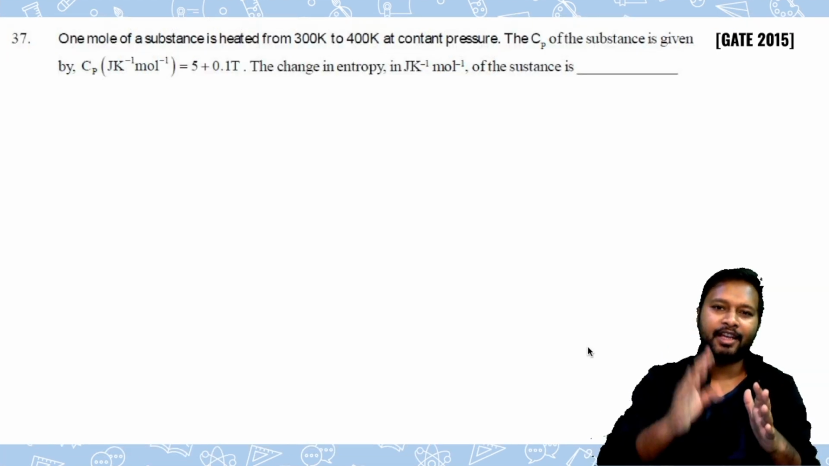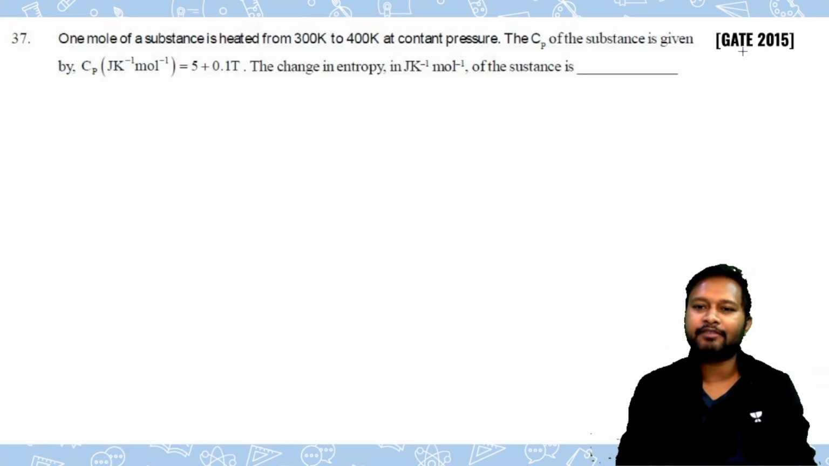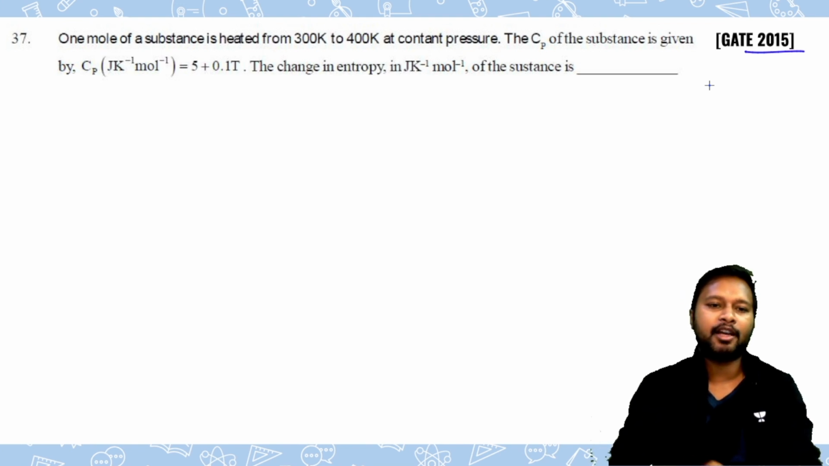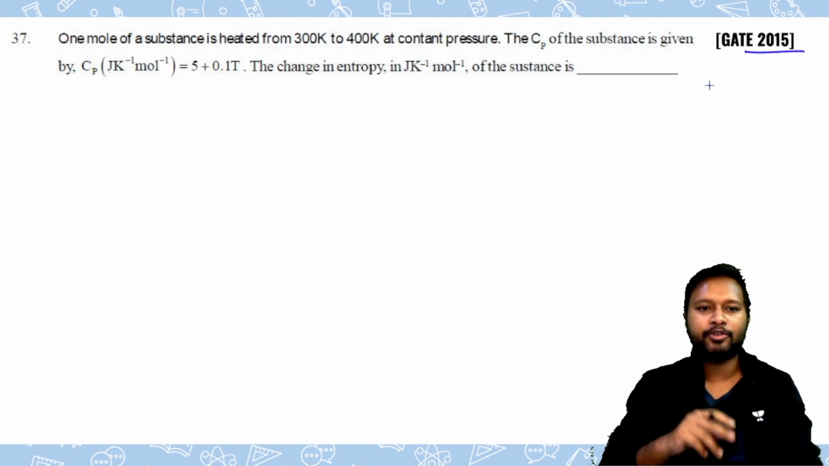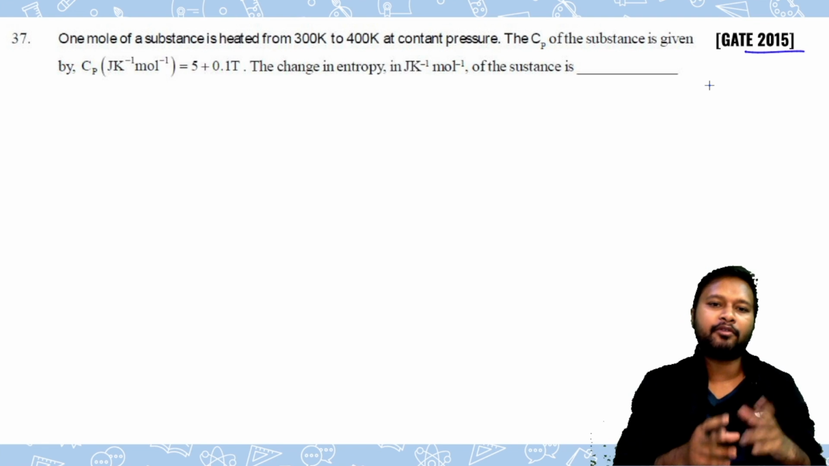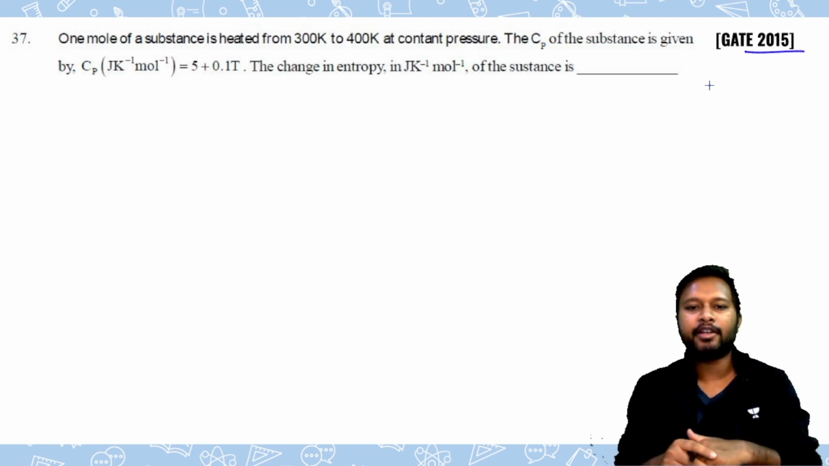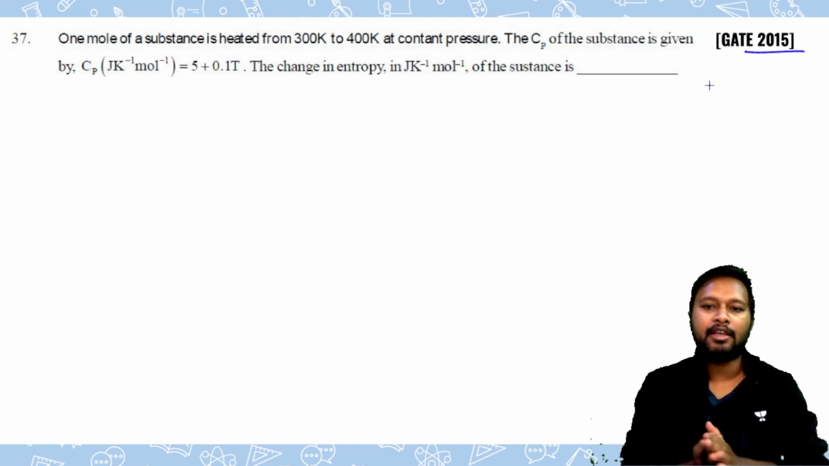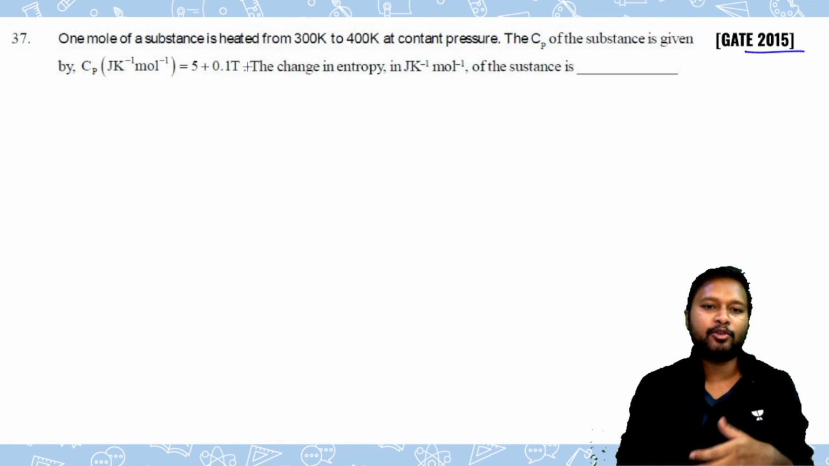All right, probably the last question of this video. It was asked in GATE 2015 exam. The question is a 2 marker question. It says 1 mole of a substance is heated from 300 Kelvin to 500 Kelvin at constant pressure. The Cp of the substance is given by Cp is equals to 5 plus 0.1T. So empirical equation kind of thing. The change in entropy is what they're asking.